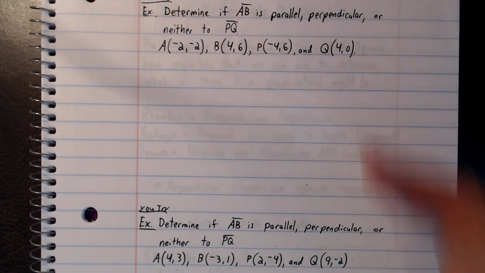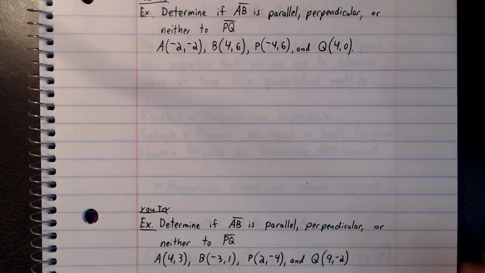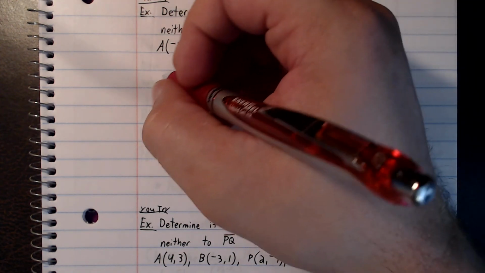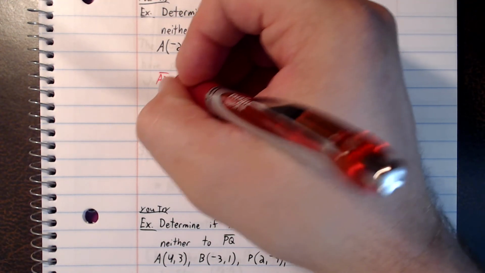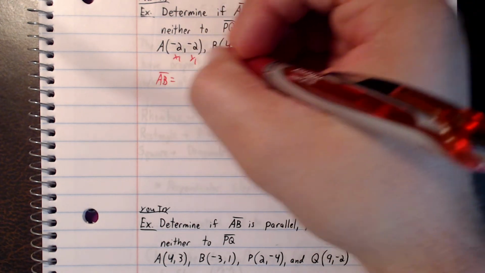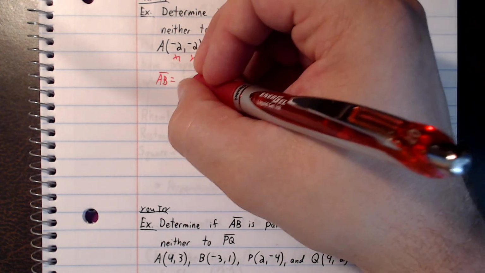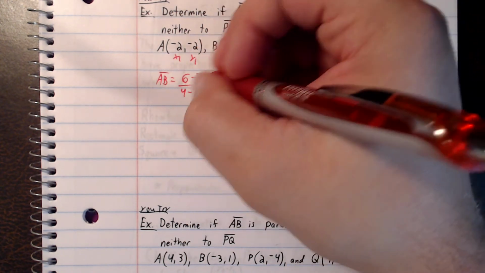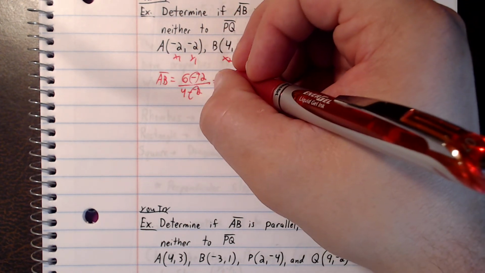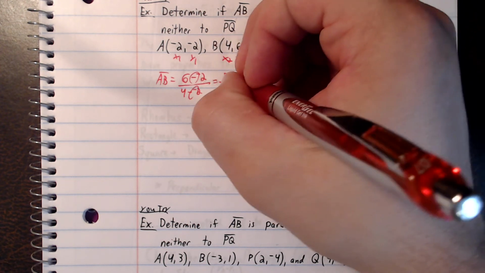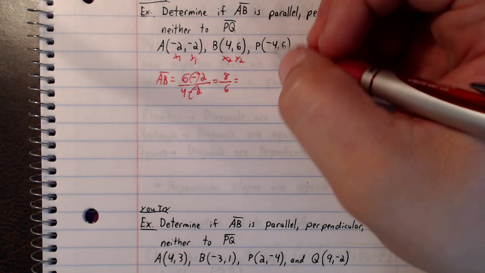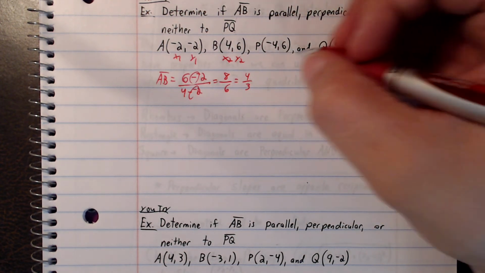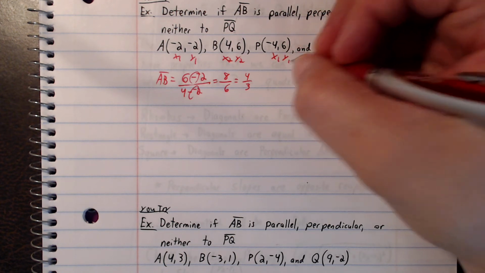So hopefully you did both of these. We're going to do this one first. I'm going to do AB first. So we've got 6 minus -2 over 4 minus -2. Double negatives all over the place here. So 8 over 6, which will reduce to 4 over 3.